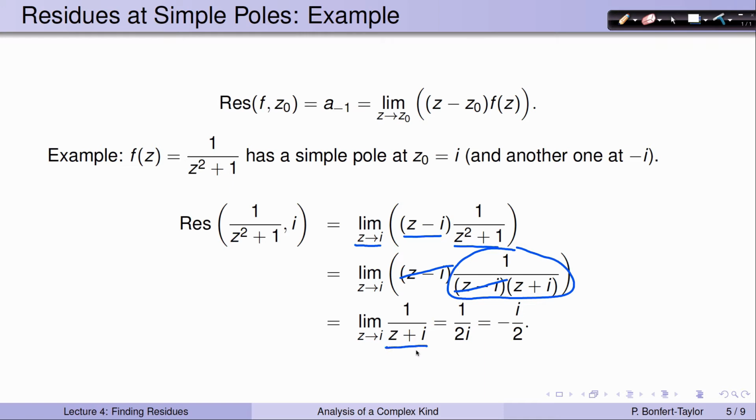The limit as z approaches i of that fraction can be found easily by simply plugging in i for z. If I plug in i for z, I get 1 over 2i, and 1 over 2i is the same thing as negative i over 2. So the residue of this function at i is negative i over 2. That's the same residue we found last class with a very different method.